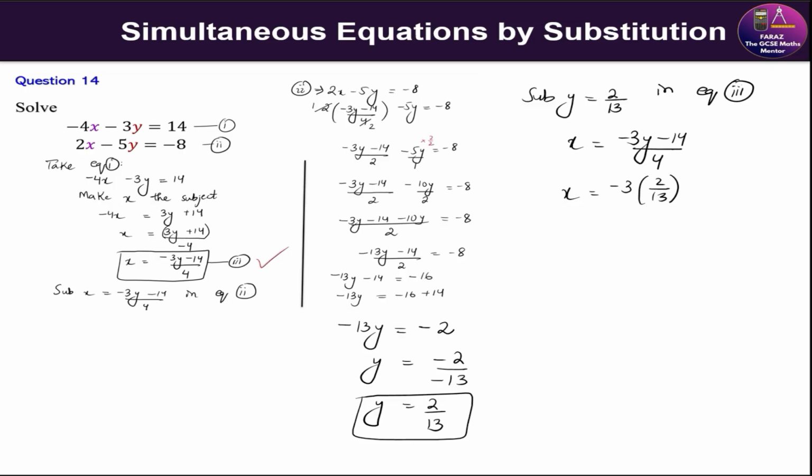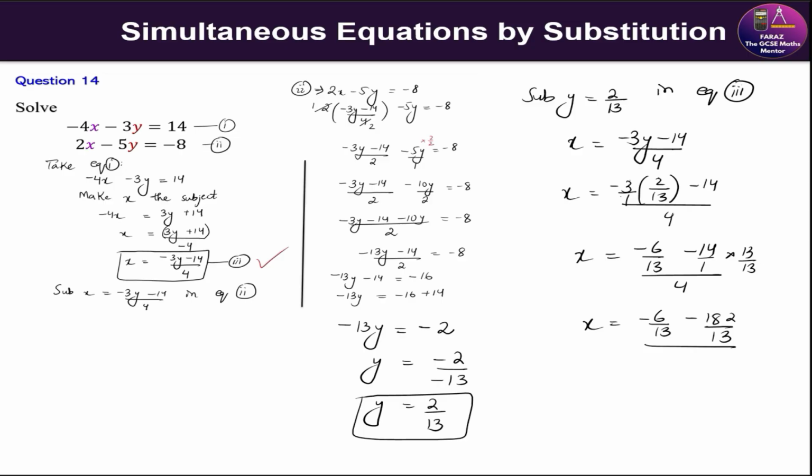Negative 3 times 2 over 13, negative 14 over 4. You just have to multiply numerator with numerator and denominator with denominator. So negative 6 over 13 minus 14 over 4. Now this 14 has 1 in its denominator, so to make the denominator the same, we have to multiply it by 13 over 13. So x equals minus 6 over 13 and minus 14 times 13. So 14 times 13 is 182 with the negative sign, over 1 times 13, which is 13, over 4.